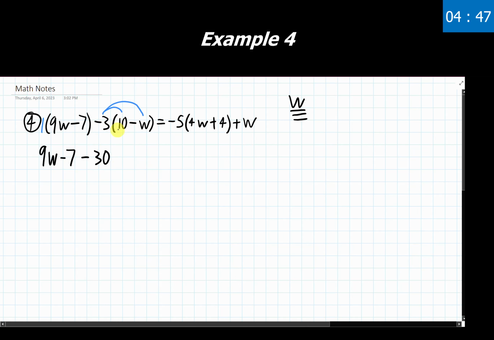Negative 3 times 10, spoiler, gives us negative 30, and the negative 3 times negative w, that's going to give us a positive 3w.